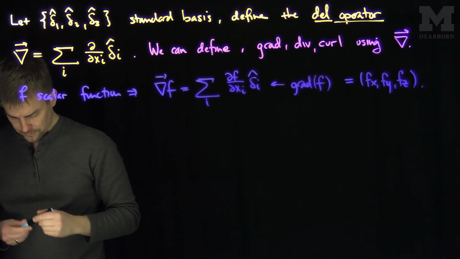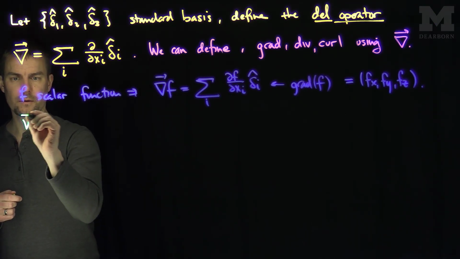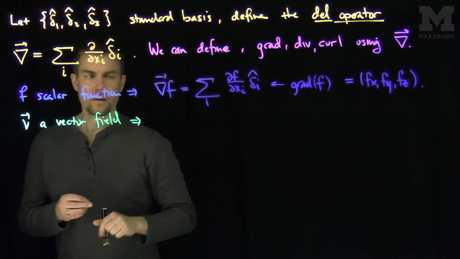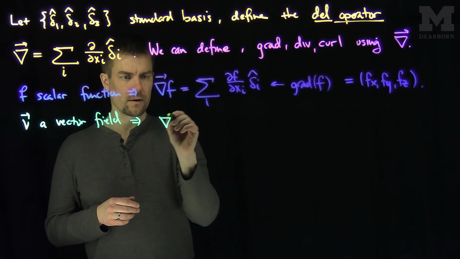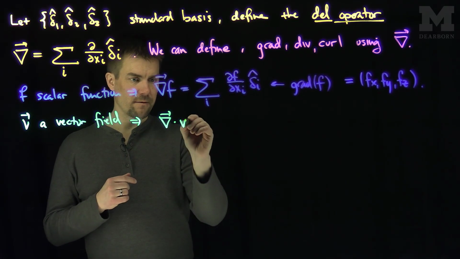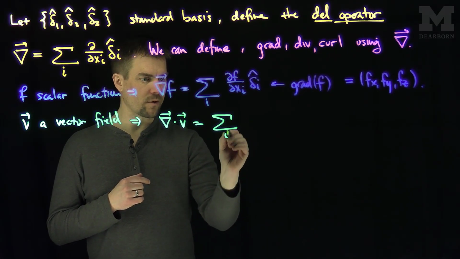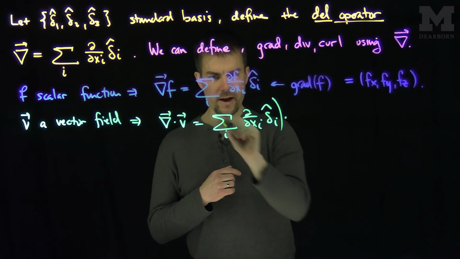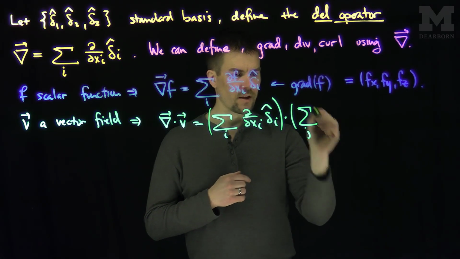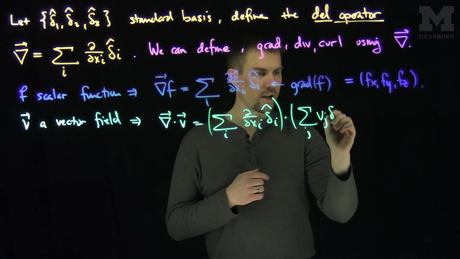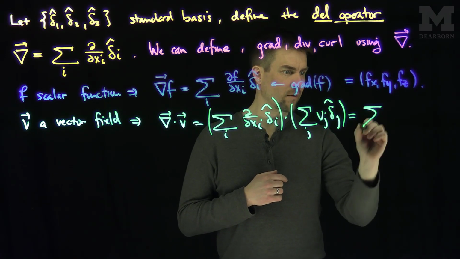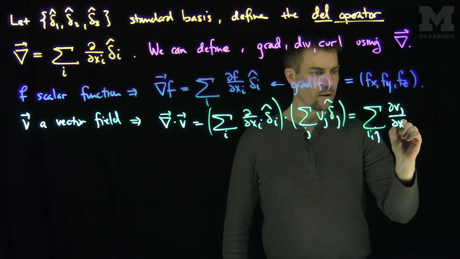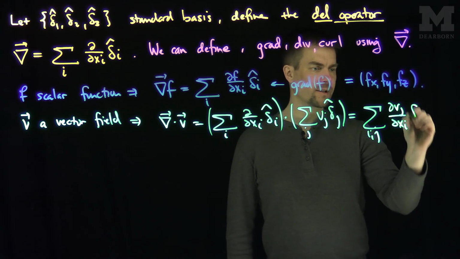Now if v is a vector field, then I'm going to define del dot v. Let's think about what this would be. This would be the sum over i of partial xi delta i hat, and I'm going to dot this whole thing with the sum over j of vj delta j hat. So what I'll have is the sum over i and j of partial vj partial xi, and then delta i dot delta j is delta ij.